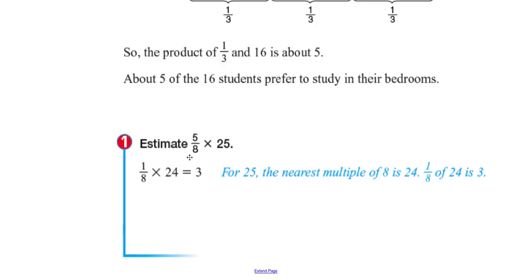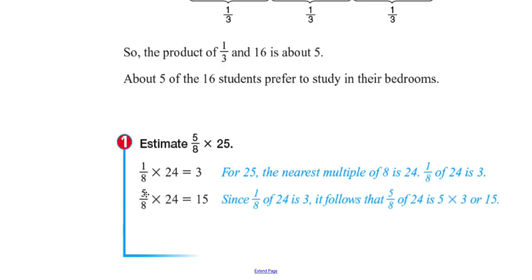And how many 1/8s are there in 5/8? There are 5 1/8s in 5/8. So we simply multiply 3 by 5, which gives us 15. Therefore, 5/8 times 25 is about 15. Let's take a look at the next example.